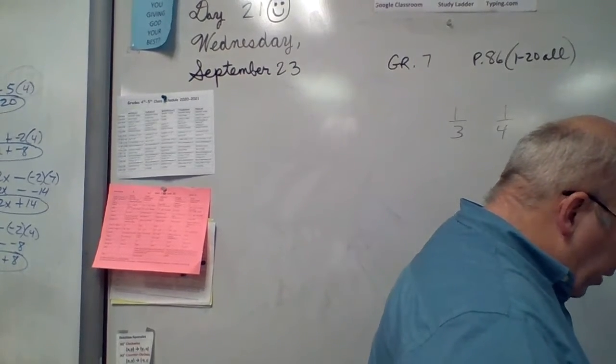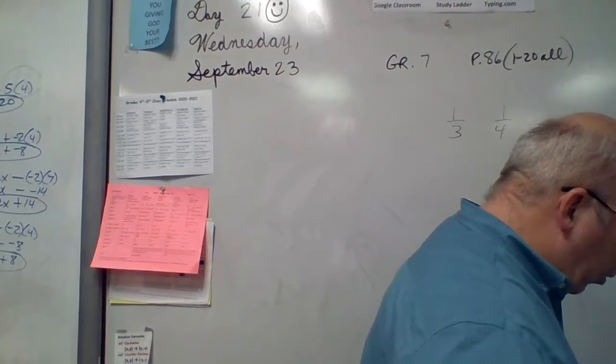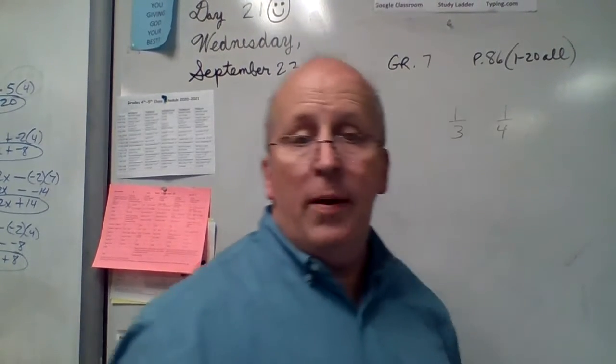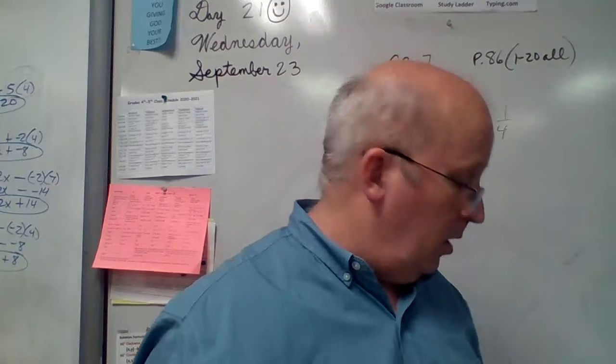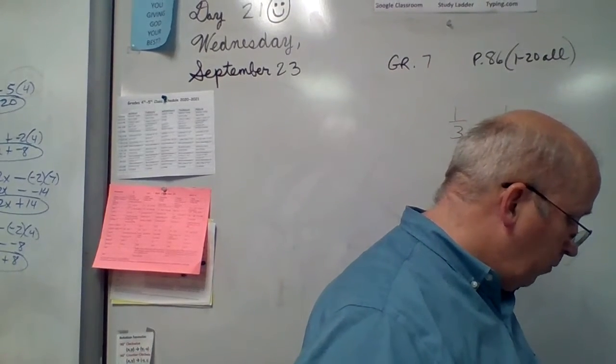Do you remember how to find the area of a rectangle? Number 17 says the formula is length times width. It's a multiplication problem. Multiply the length by the width to find the area.